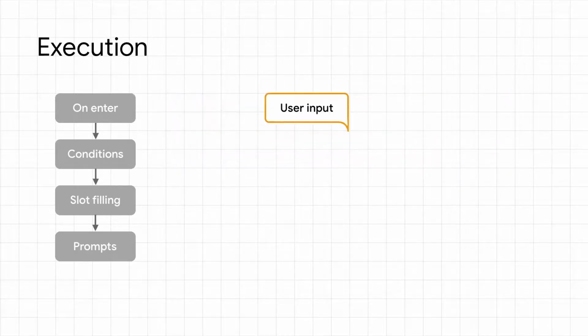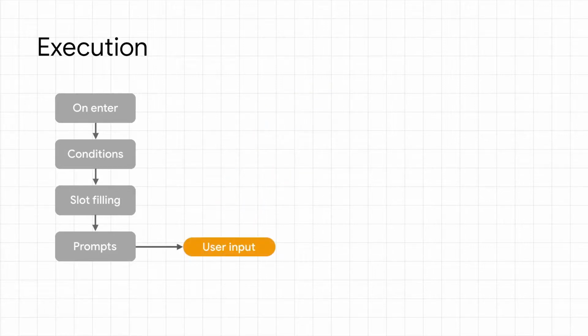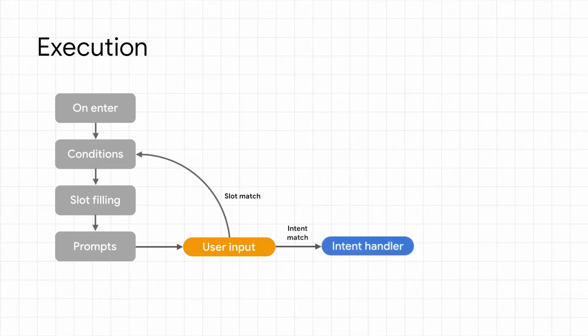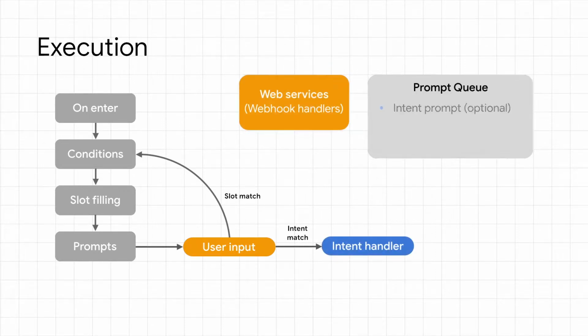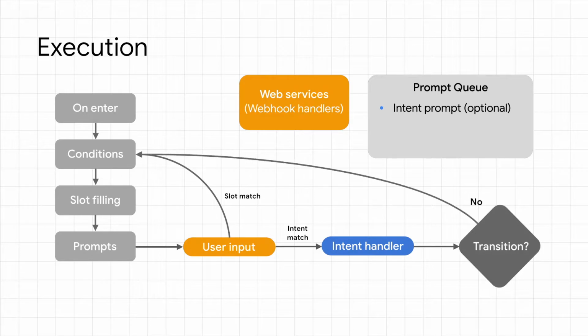Then the user can provide input, where it gets processed and either fills a slot or matches an intent. If the input filled the slot, then the scene execution goes back to evaluate conditions and continues the loop. If an intent is matched, it can trigger a webhook event and add a prompt to the prompt queue. Note that the intent can be a system intent, global intent, as well as a scene's custom intent. If your intent match doesn't define a transition, it goes back to conditions and continues the loop. If the intent match does define a transition, the scene transitions to the specific scene, taking along the prompt queue.